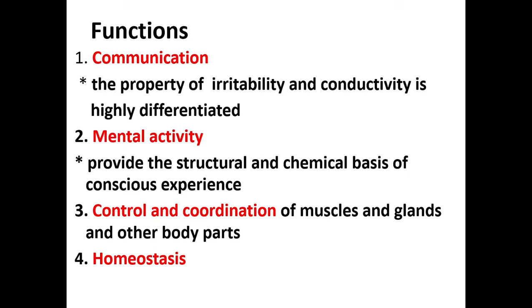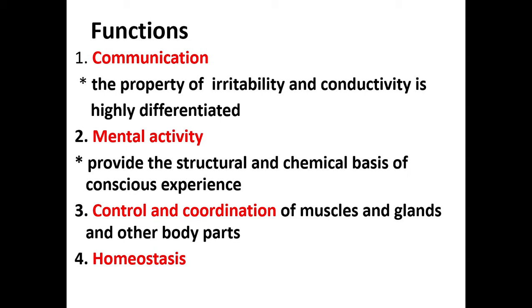Then we have control and coordination of muscles and glands and other body parts. Now, in muscles, there are certain functions of the muscles or certain contractions of the muscle which we cannot control, like the beating of the heart or the peristaltic movement of the digestive system. And also the glands in the body, they're also under the control of our nervous tissue. It's because of the chemical substances that must be released in certain amounts for the proper functioning of the body.